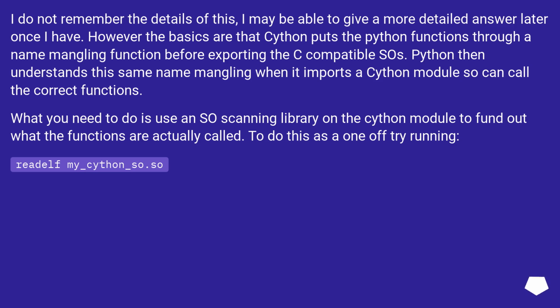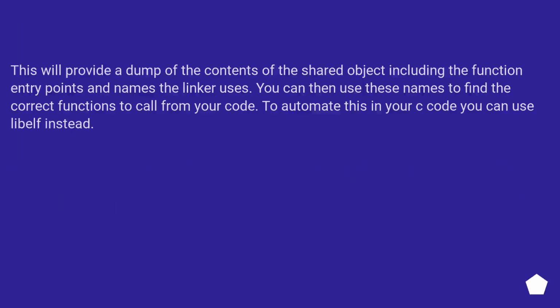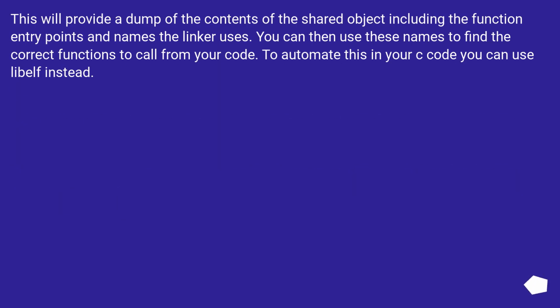What you need to do is use an .so scanning library on the Cython module to find out what the functions are actually called. To do this as a one-off, try running readelf on python_so.so. This will provide a dump of the contents of the shared object including the function entry points and names the linker uses. You can then use these names to find the correct functions to call from your code. To automate this in your C code, you can use libelf instead.